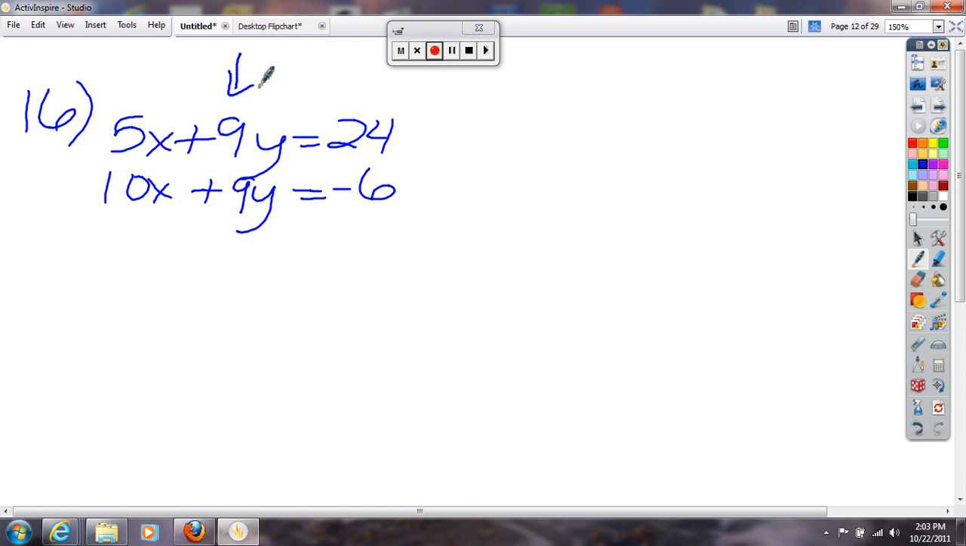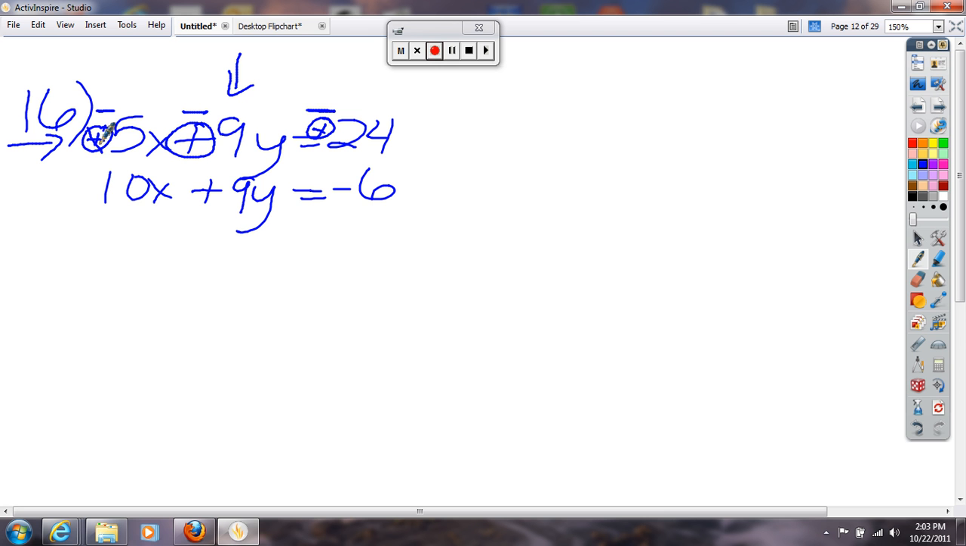What I usually do is I like to keep the x's positive. So I'm going to change the top because it'll be smaller. When I take 10 minus 5, I'll get a positive 5. So I'm going to change the top row. This is a positive, which I'm going to change to a negative. This is a positive, I have to change it to a negative. The 24 is a positive, I have to change it to a negative. They all become negatives.